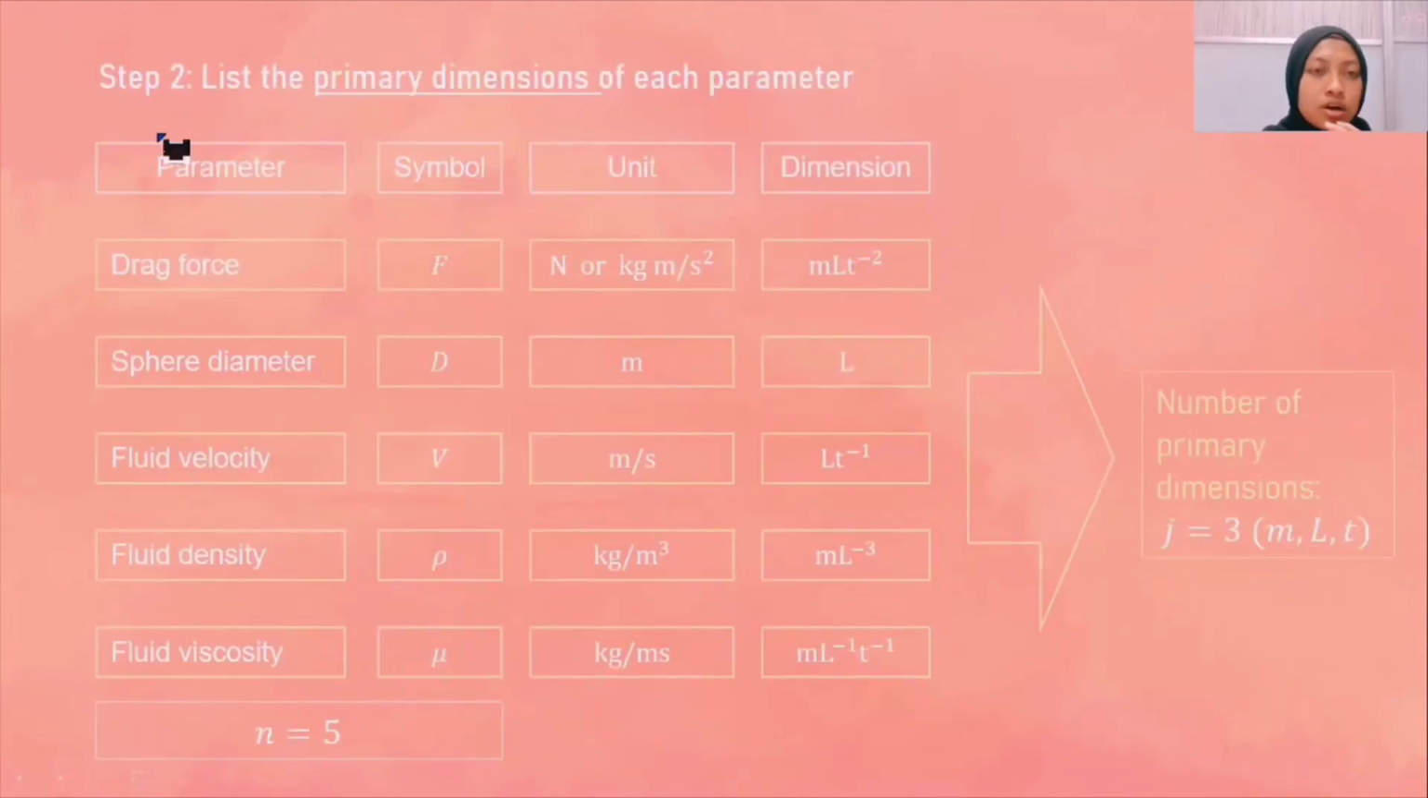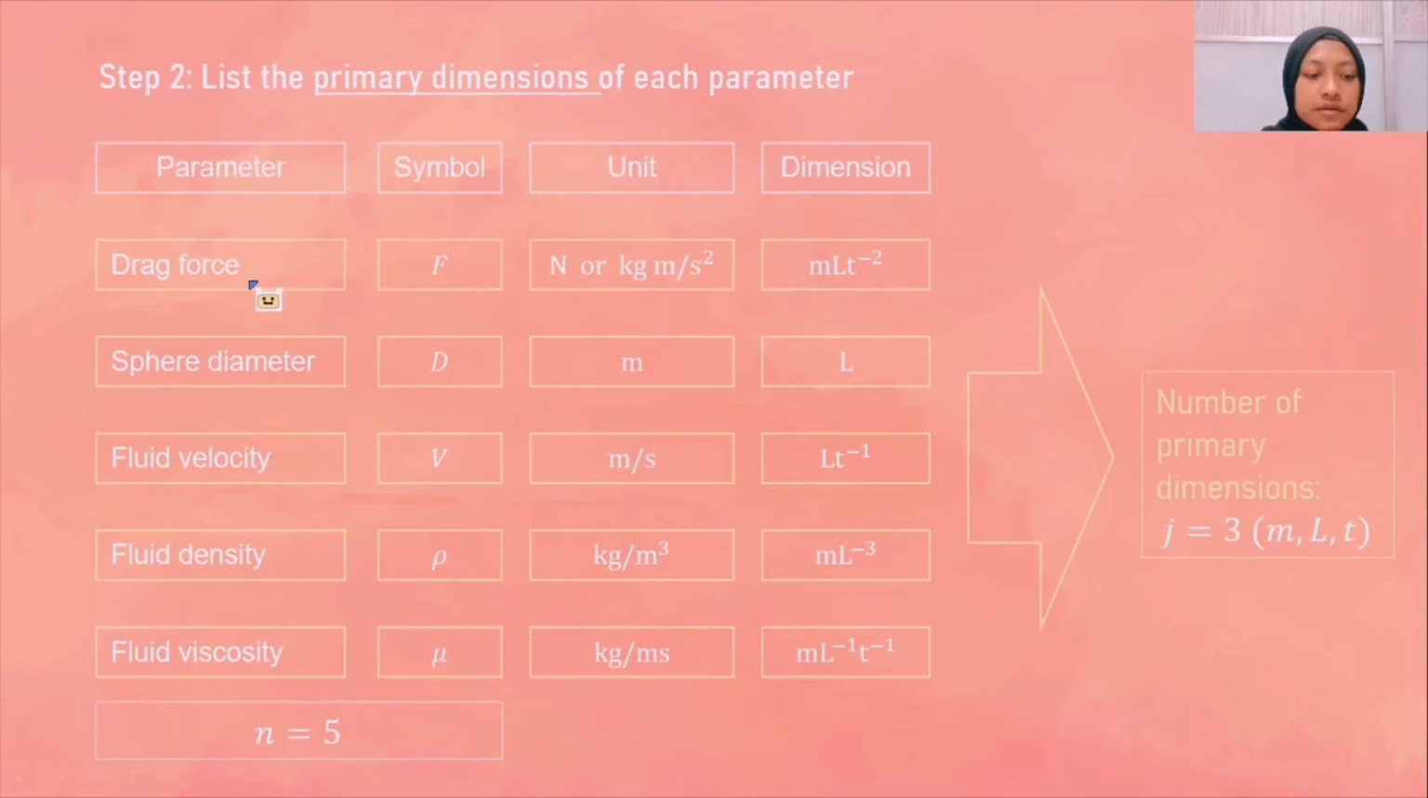Step 2 consists of listing the primary dimensions of each parameter. To obtain the dimension of a parameter, sometimes it is easier to start by obtaining its unit first. From the unit, the translation to the dimension can be easily done. The unit for drag force is Newton or kilogram meter per second squared. M represents the dimension for mass, L represents the dimension for length, T represents the dimension for time.